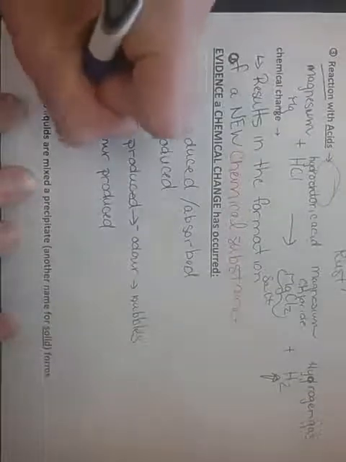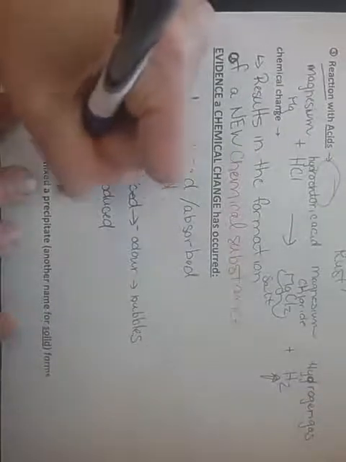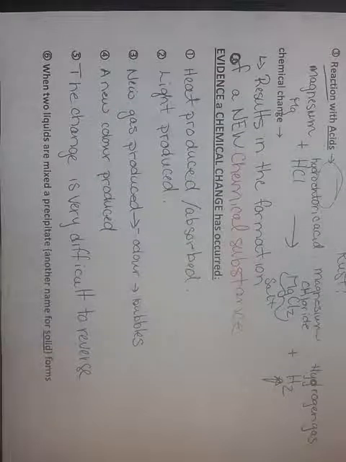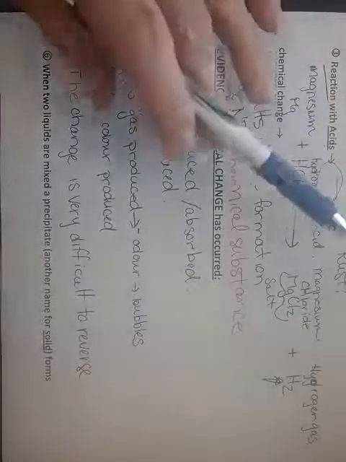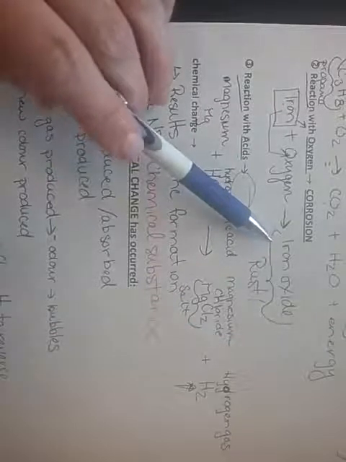And the last one is that the change is very difficult to reverse. Some people say impossible, and that's not true. Okay, so it's pretty easy to get your ice back after it's melted. It's pretty easy to get that piece of paper back if somebody tore it up. You can just tape it back together. It's really hard to get my new car body back after it's rusted. Okay, so that's what the difference is there.